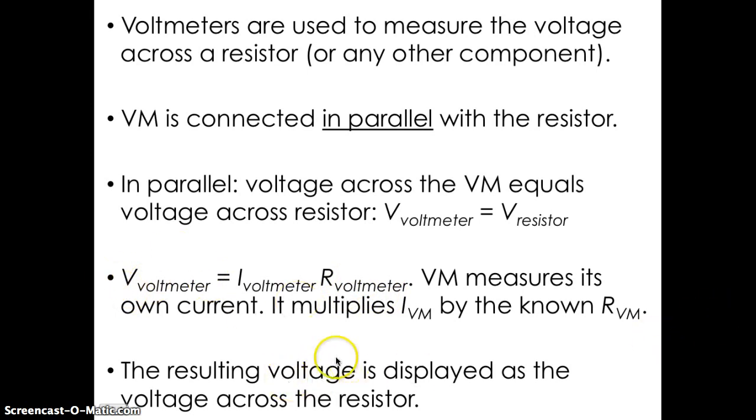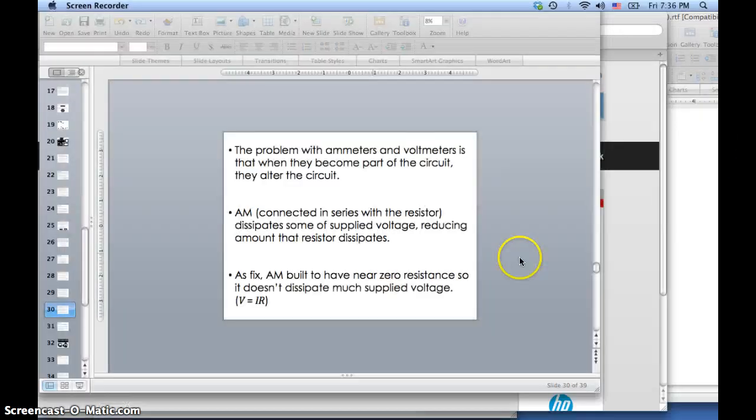Right, so the resulting voltage, which is this value, is displayed as the voltage across the resistor, since that is equal to the voltage across the resistor, because they're in parallel. And that's how voltmeters work.